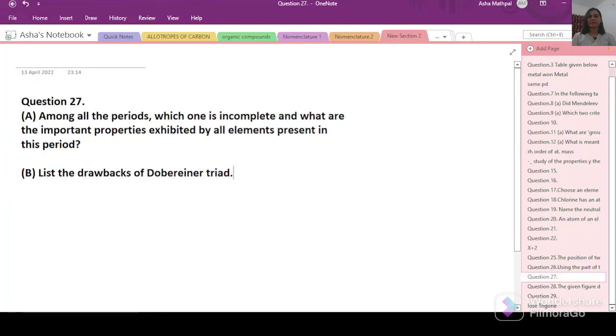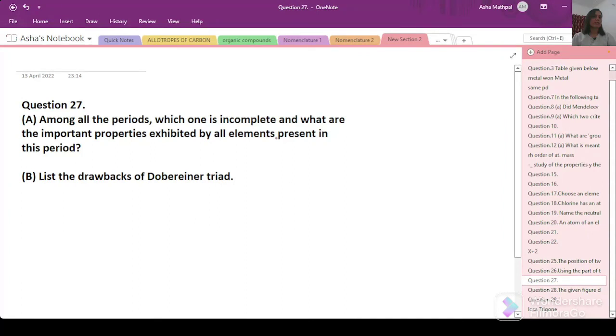The next question is question 27. Among all periods, which one is incomplete, and what are the important properties exhibited by all elements present in this period? According to the modern periodic table, this is period 7, which is incomplete. You can mention the names of 1 or 2 elements from this period.